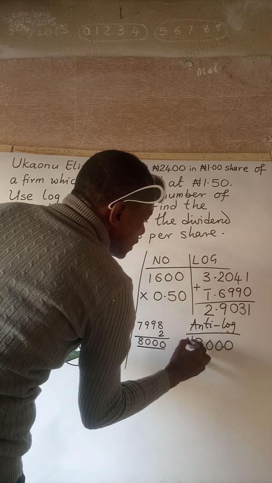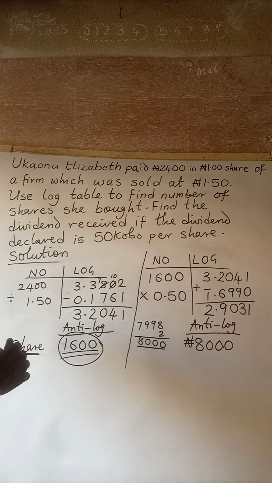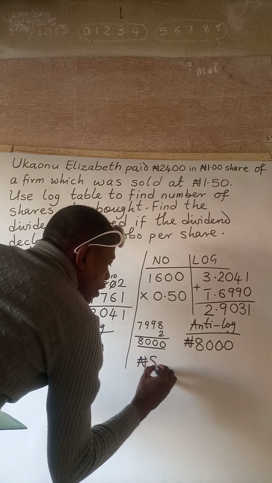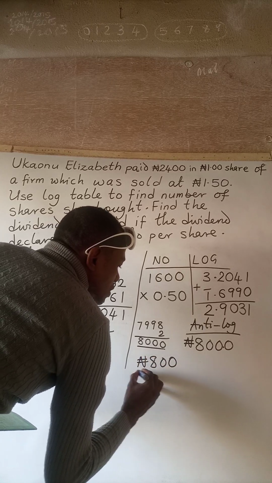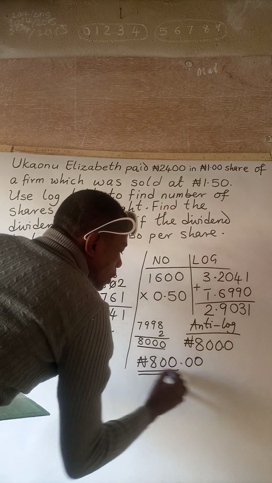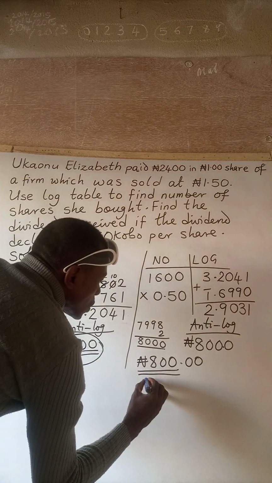So the dividend, the answer to the second part, is 800 naira, and naira is Nigerian currency. So the second question, we got 800, while the first part, the shares in question is 1,600 shares.